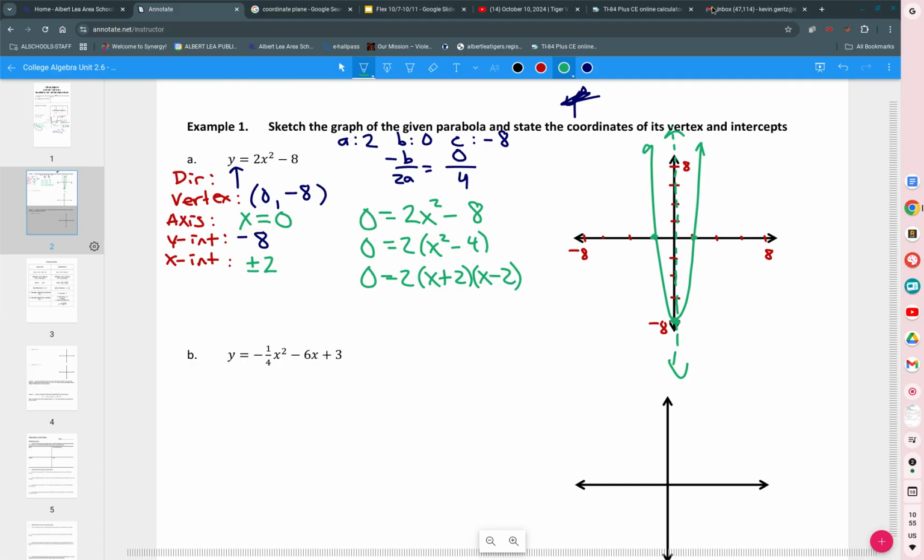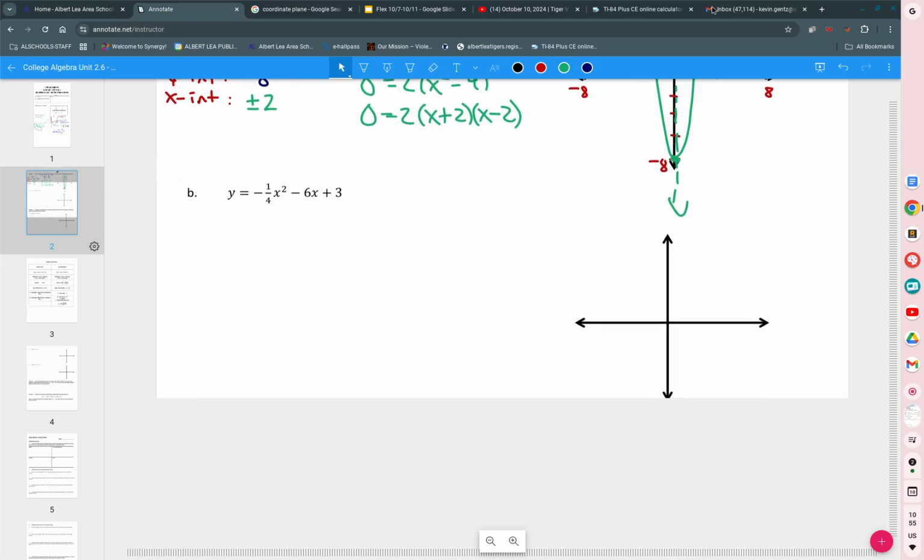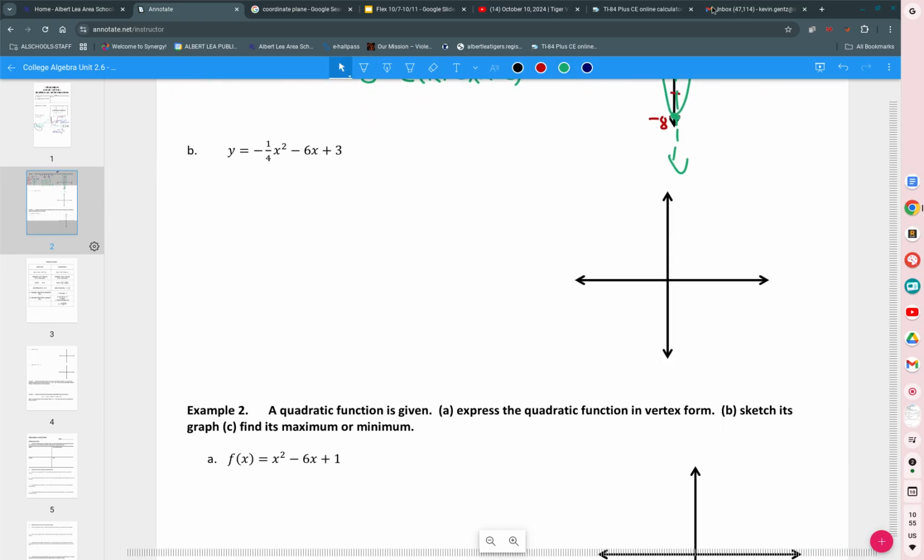Pretty tight parabola. Why is it a tight parabola? Because the 2 creates that vertical stretch, right? There you have it. Everybody good with that? Questions going once, twice, thrice. Let's move on to one that's a little bit more difficult.